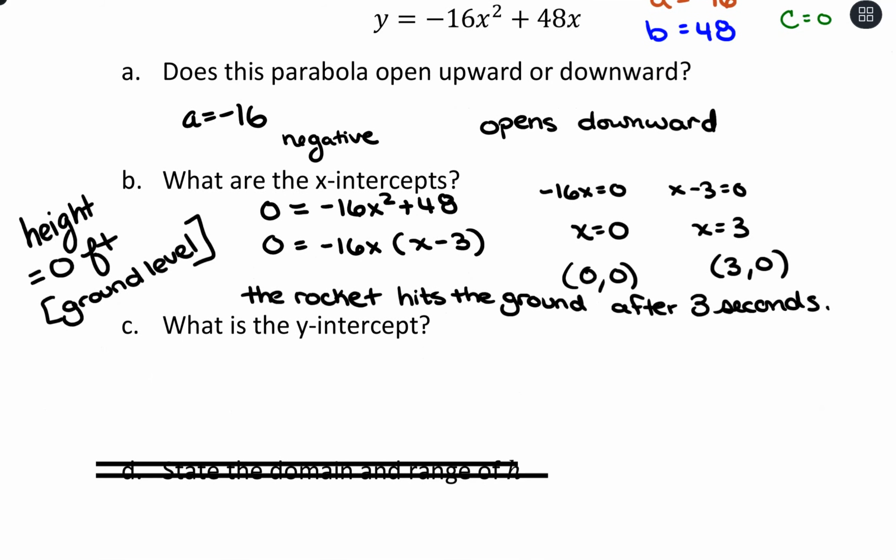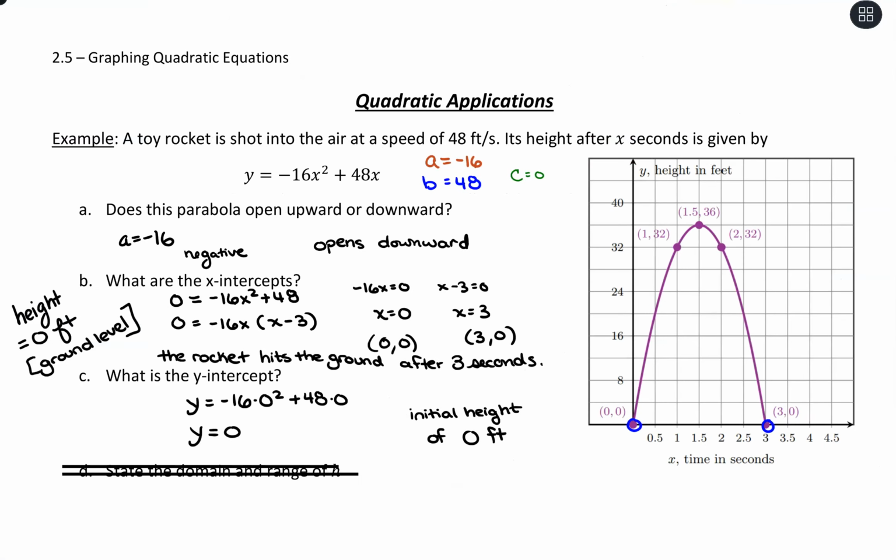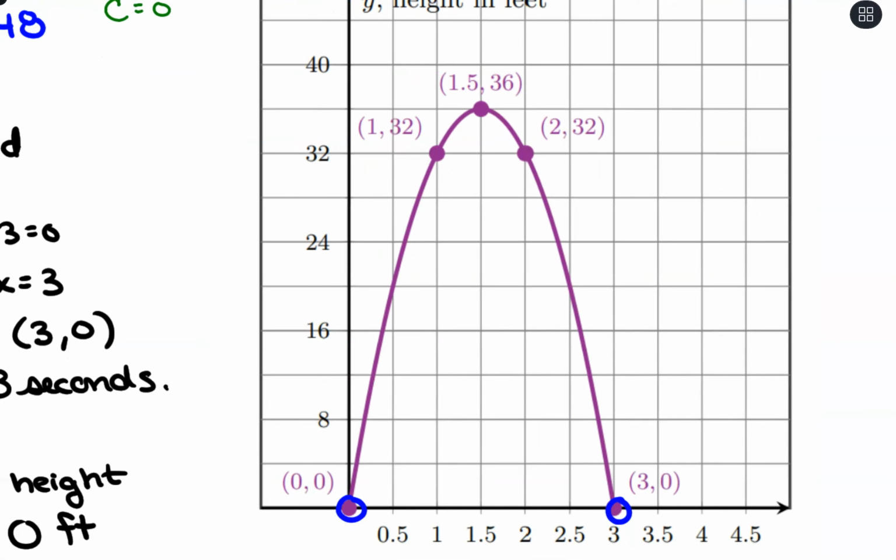What is the y-intercept? So that's plugging in x equals 0, and in this case, it's going to be equal to 0. So this is the height at the beginning. This is like our initial height. So before time starts ticking, we have an initial height of 0 feet. Okay, so just looking at this graph, we really talked about the intercepts here, so where the height is 0. Also the idea of what's happening when time is 0.